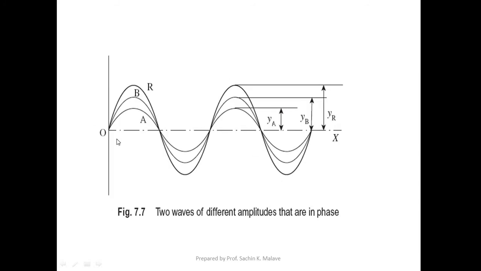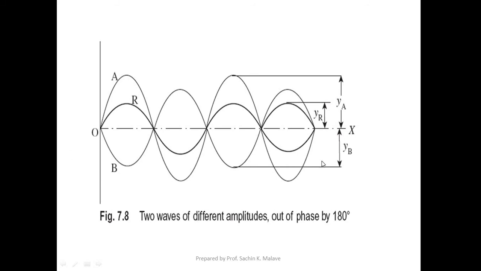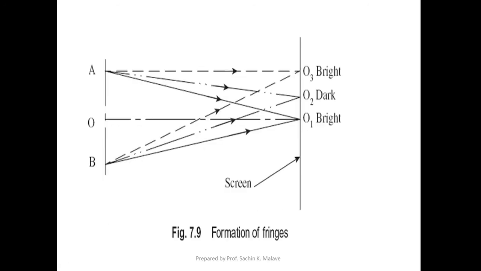So this interference is called a constructive interference, whereas this interference, when the waves are out of phase by 180 degrees, is called a destructive interference. So it can be seen here also. Now this is the case of how the fringes form.